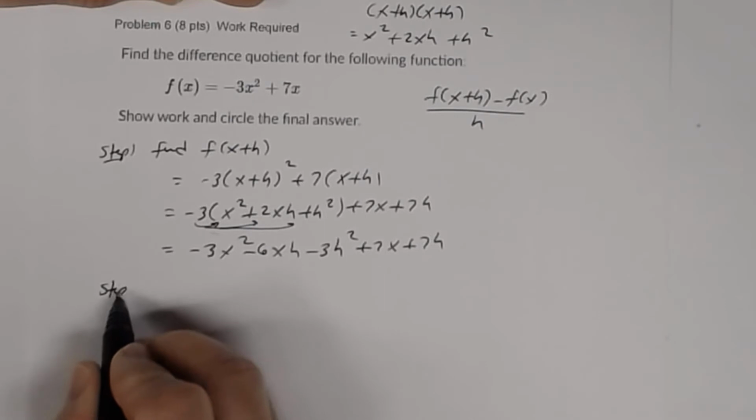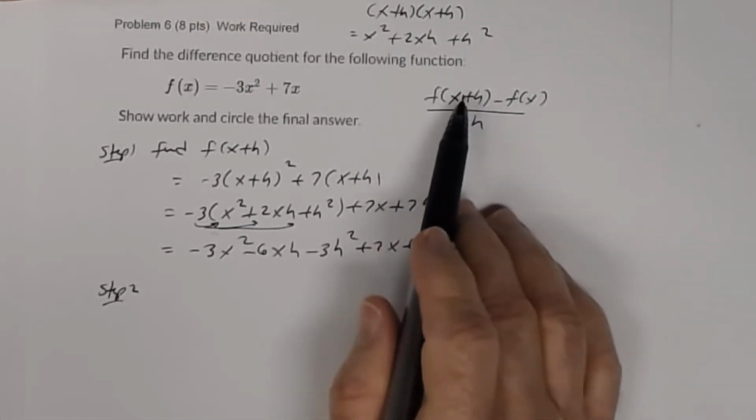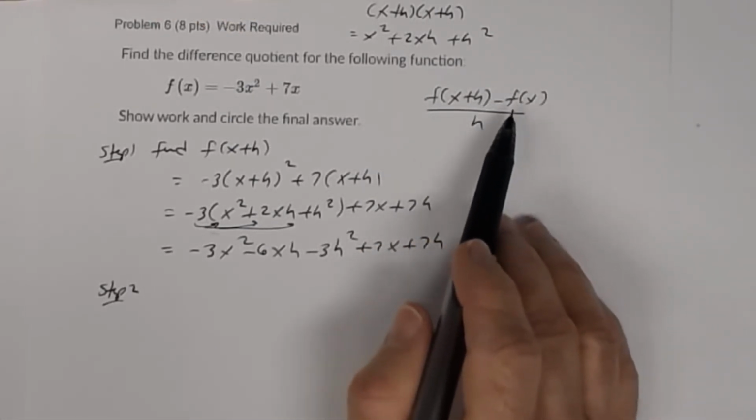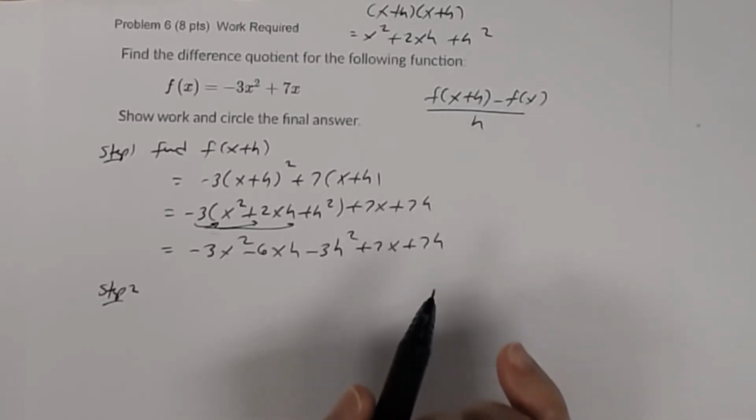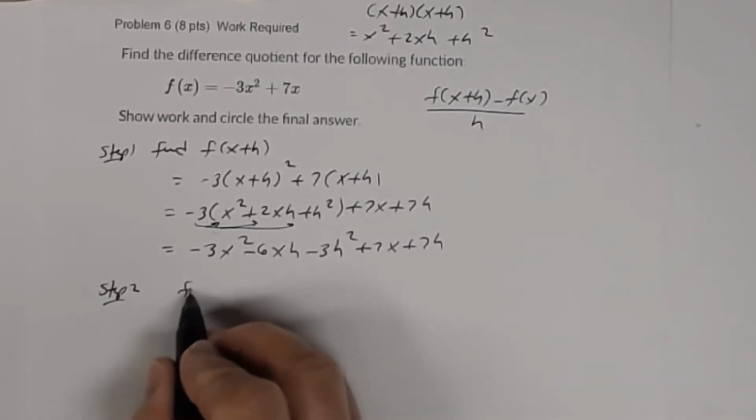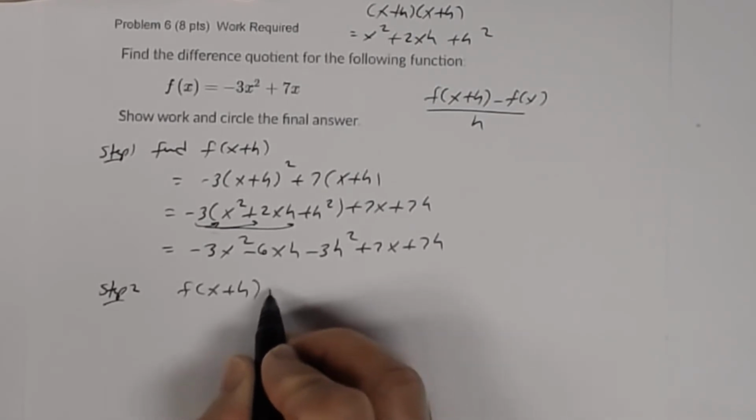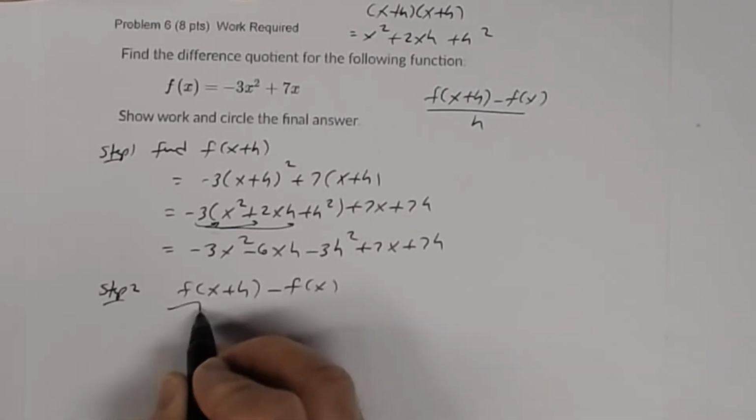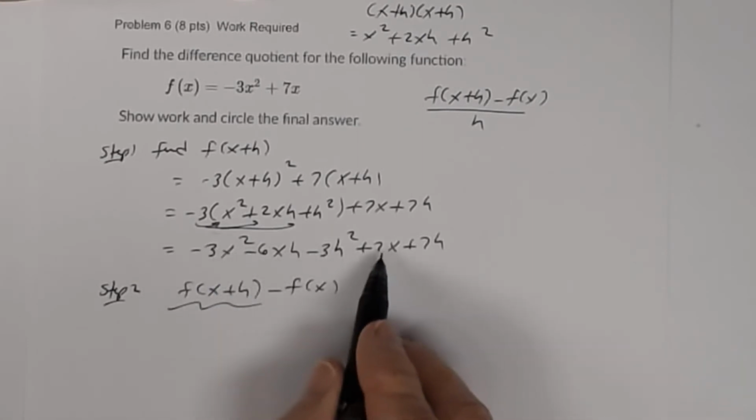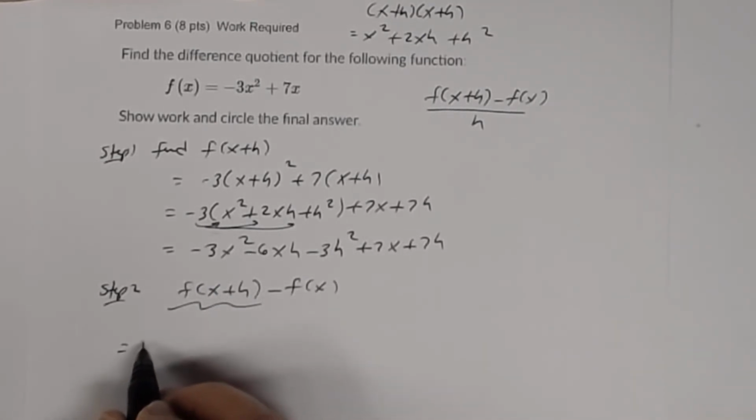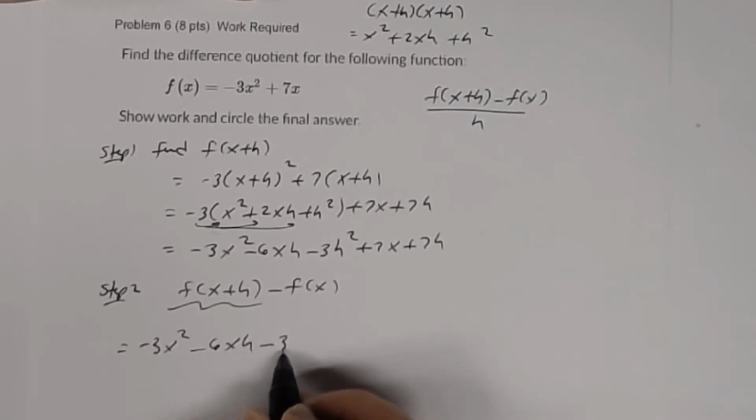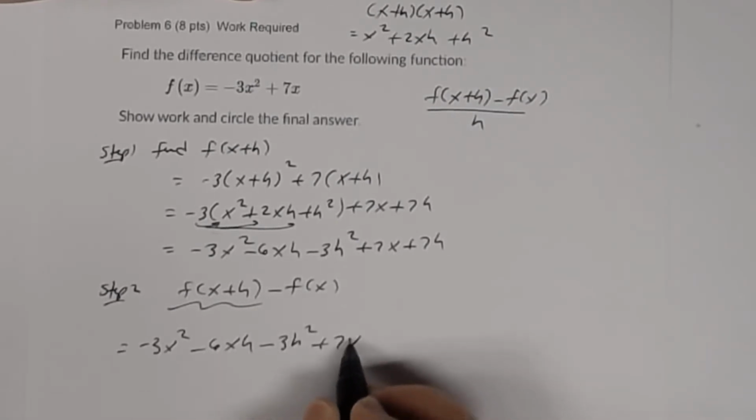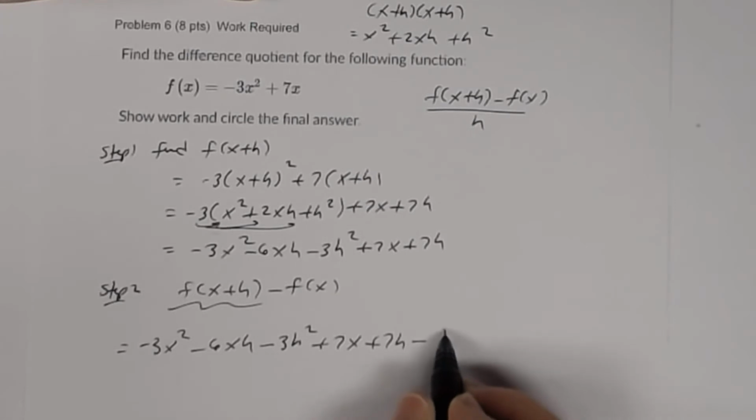Step 2 now is, okay, so you found this part, now you've got to subtract the function from it. So step 2 is to take step 1 and subtract f of x. So step 2 is this part here, f of x plus h minus f of x. I already found f of x plus h, that's this. I'm going to rewrite that, so that's going to equal negative 3x squared minus 6xh minus 3h squared plus 7x plus 7h. Now you're going to subtract.